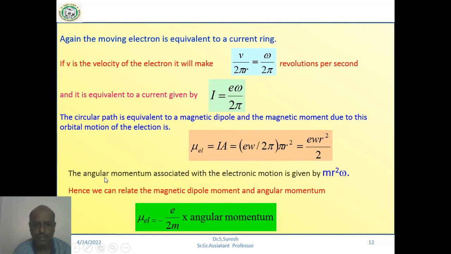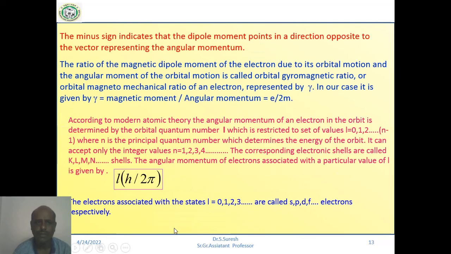Now let's go for angular momentum. Angular momentum is the product m v r. Again we substitute v equal to r omega. So m r square omega is the angular momentum associated with the electron. We can relate the magnetic dipole moment and angular momentum by taking mu L by L, which is e omega r square by 2 divided by m r square omega. r square and omega cancel, and what we get is mu L is equal to minus e by 2m into the angular momentum. The minus sign indicates that the dipole moment points in a direction opposite to the angular momentum.